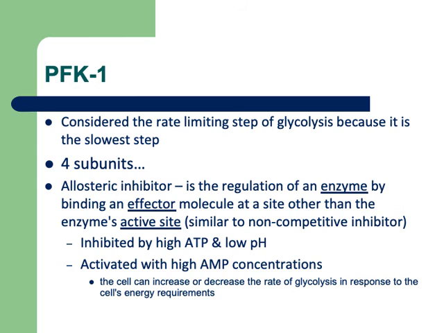So this is inhibited by high ATP and low pH, and it's activated with high AMP concentrations. That means when the energy status of the cell is very low, it activates this enzyme. So the cell can increase or decrease the rate of glycolysis in response to the cell's energy requirements.